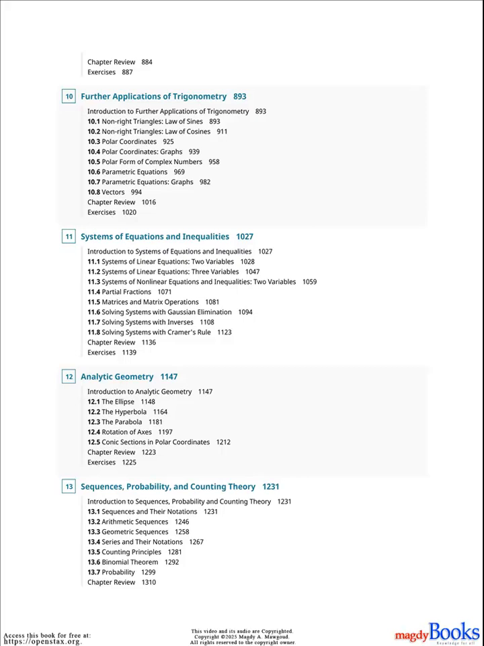Introduction to Sequences, Probability and Counting Theory. 13.1. Sequences and Their Notations. 13.2. Arithmetic Sequences. 13.3. Geometric Sequences. 13.4. Series and Their Notations. 13.5. Counting Principles. 13.6. Binomial Theorem. 13.7. Probability. Chapter Review. Exercises. A. Proofs, Identities, and Toolkit Functions. Answer Key. Index.